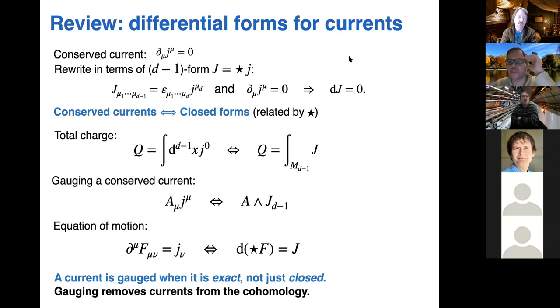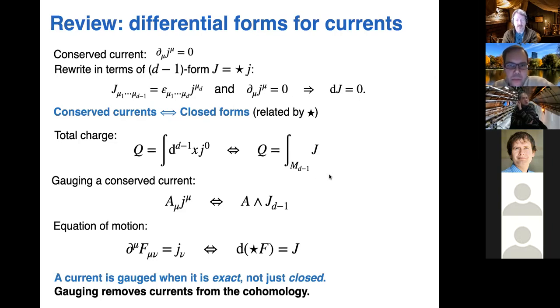So if I was writing a conserved current, I would usually say that there's some vector and the divergence of this vector is zero. But an equally good way to write that is to form a D minus one form. So this is an anti-symmetric tensor with D minus one indices in a theory of D spacetime dimensions, which I get by contracting my original vector with an anti-symmetric epsilon symbol. And the statement that the current is conserved becomes the statement that this form is closed. So the exterior derivative, which is just the anti-symmetrized partial derivative acting on this, is equal to zero. And so I'm going to be talking interchangeably about closed forms and conserved currents.